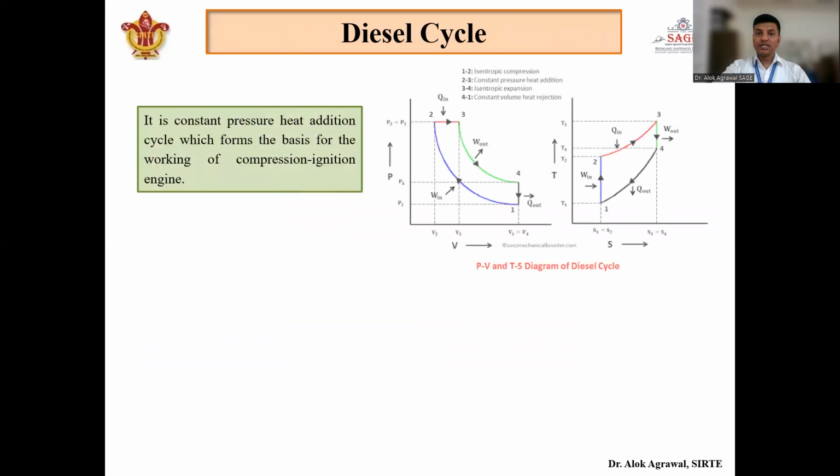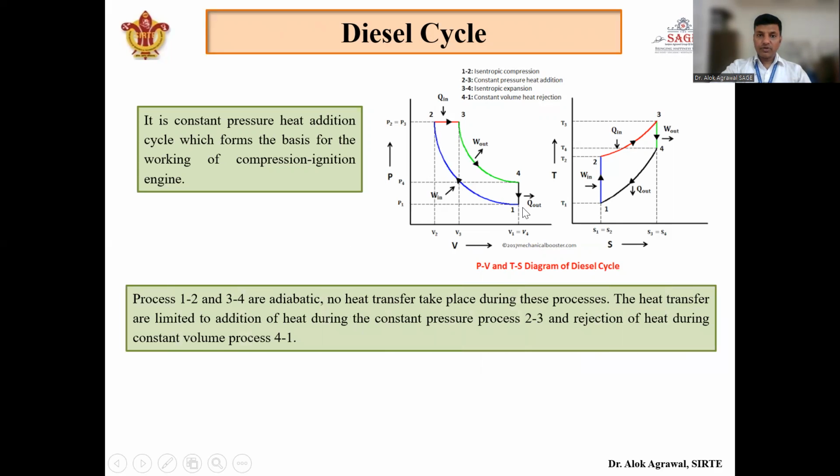Next is the diesel cycle. Diesel cycle is also known as the constant pressure heat addition cycle because here the heat addition takes place at constant pressure while the piston moves from top dead center to bottom dead center during that process. Okay, this is again the PV plot of the diesel cycle and this is the TS plot of the diesel cycle. Almost these are similar to the Otto cycle, but the difference is only that in the Otto cycle the heat addition takes place at constant volume, but here the heat addition takes place at constant pressure. Again, 1 to 2 is adiabatic compression and 3 to 4 is adiabatic expansion. All the processes are reversible. 2 to 3 is constant pressure heat addition and 4 to 1 is constant volume heat rejection.